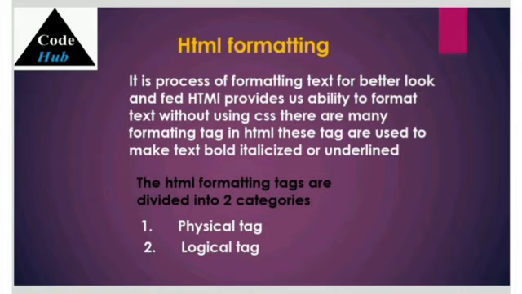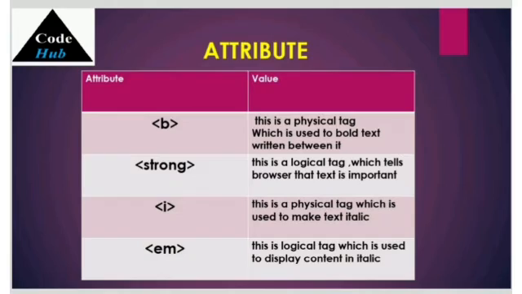Next is logical tags. These tags are used to create some of the logical or semantic values of a text. For example, strong. Here strong determines the importance of the text. Let's see the attributes of formatting tags. First is B. It is a physical tag. It is used to bold the text. Second is strong. This is a logical tag. It indicates to the browser the important text.